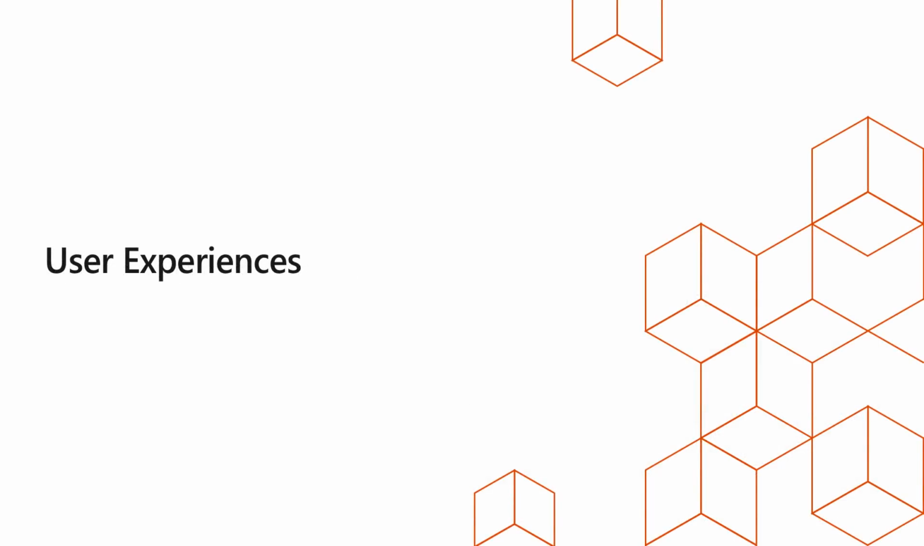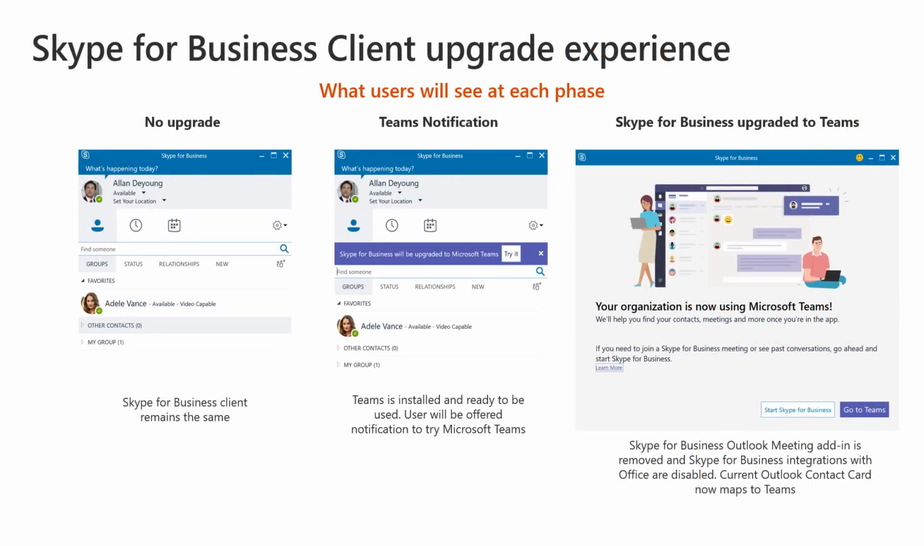Let's take a closer look at the user experiences. If we take a look at the Skype for Business client and what happens to this client during the upgrade experience, you'll see on the left-hand side here, this is our starting point. This is what we call our no upgrade state, right? Or essentially a state where the user is just simply utilizing their Skype for Business client as they do today.